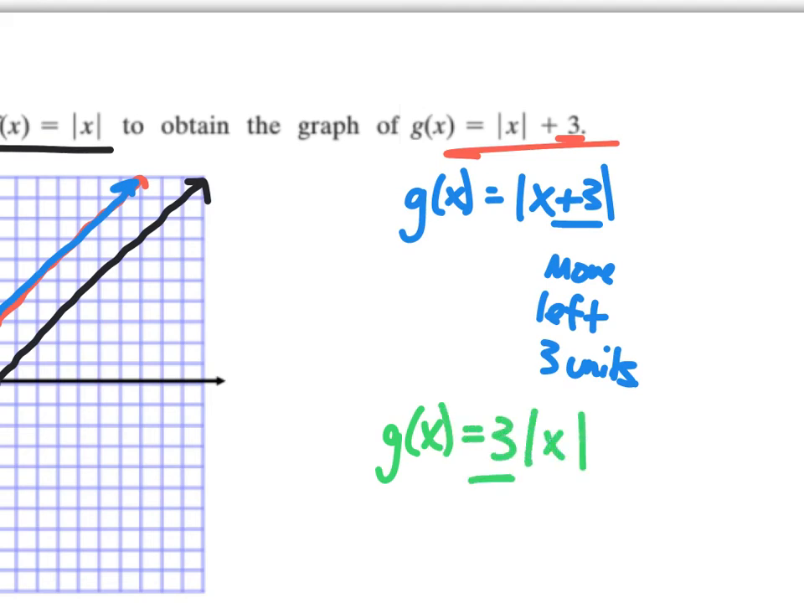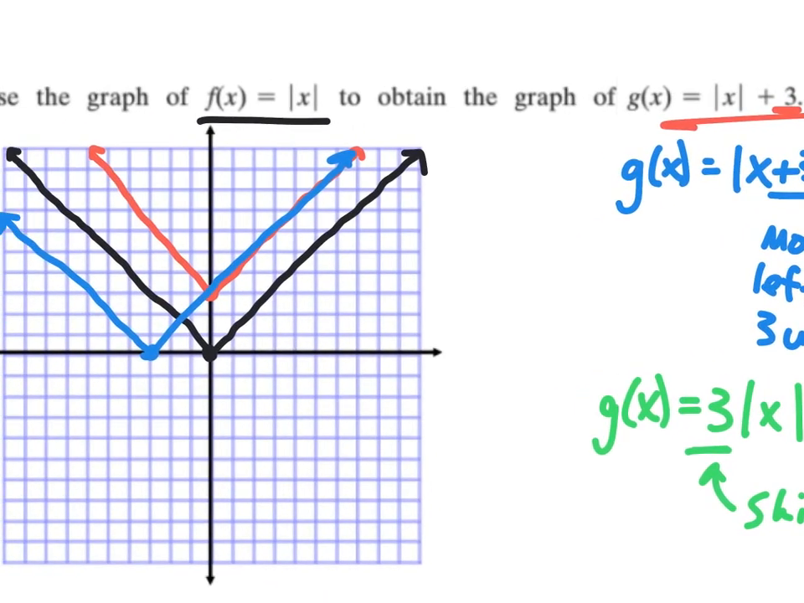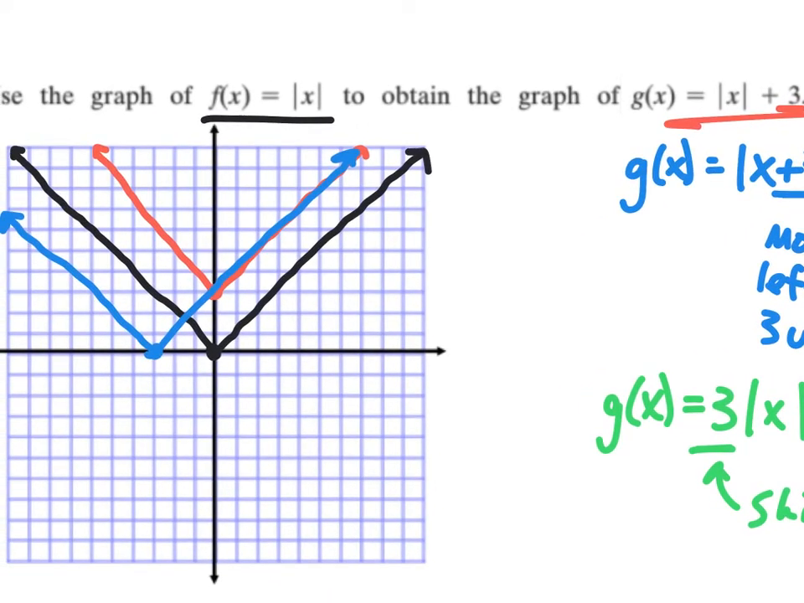Let's say I wanted to do something like g of x is equal to 3 times the absolute value of x. Because this value is large, we're going to make this graph skinny. If I start here, I can go up 3 over 1, so this now has a slope of 3 to it. Same thing on this side, and the graph is going to become skinny.